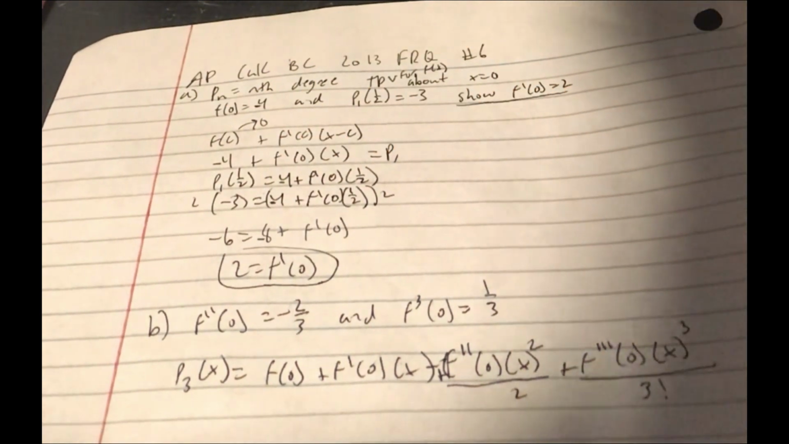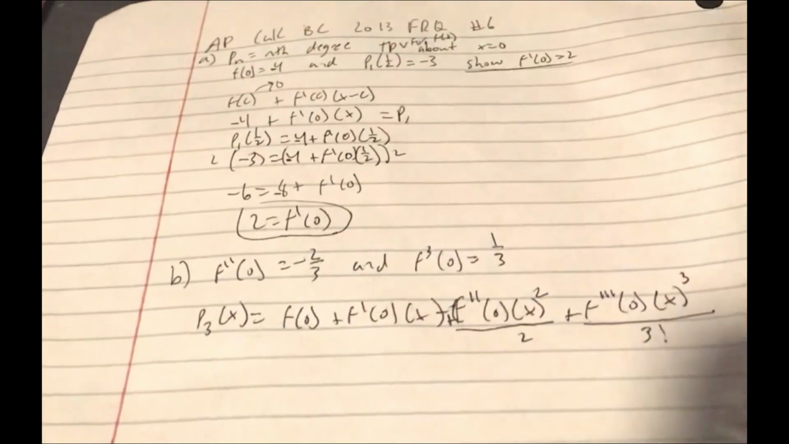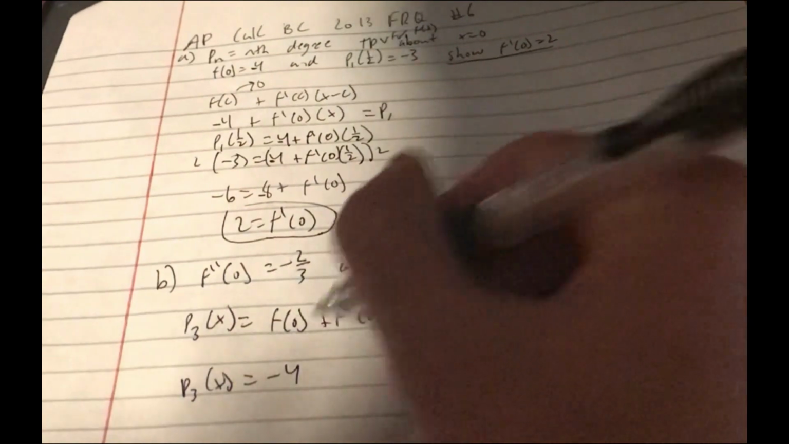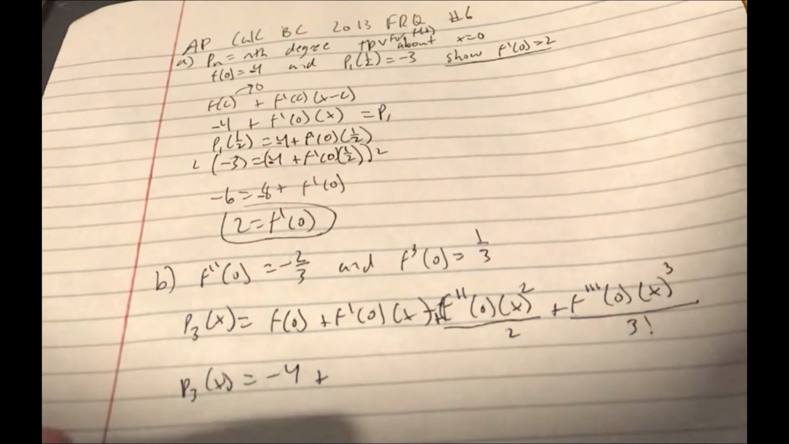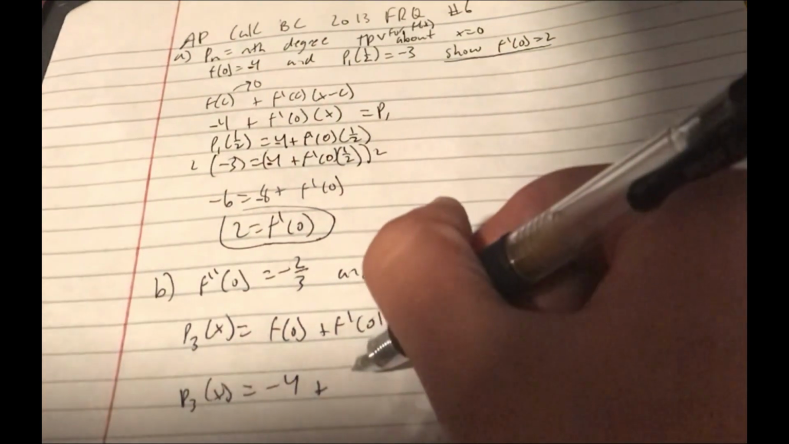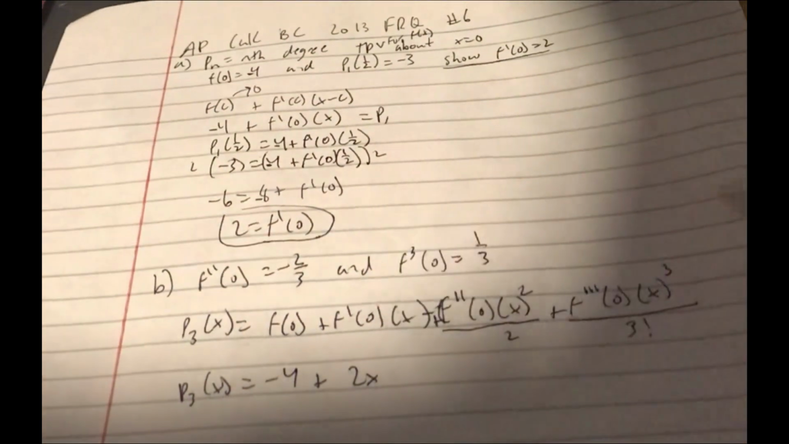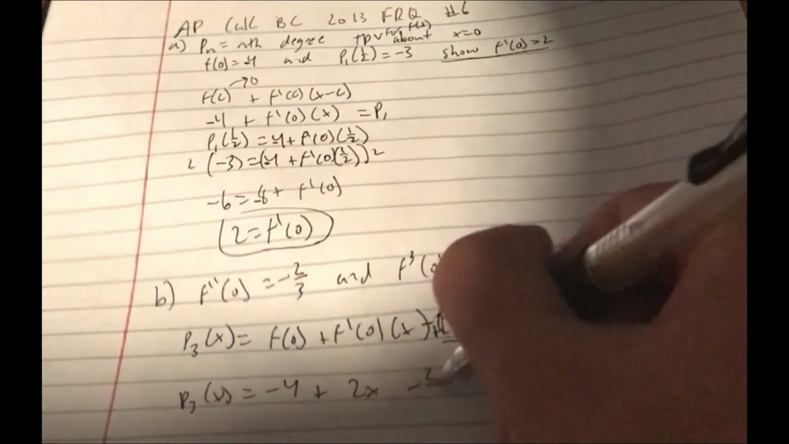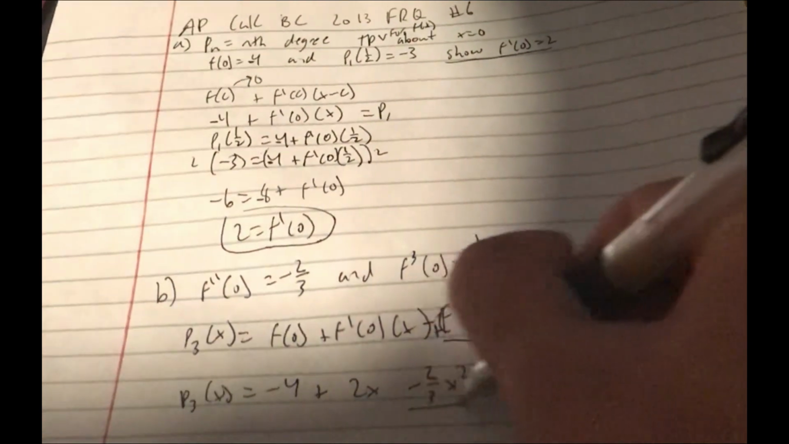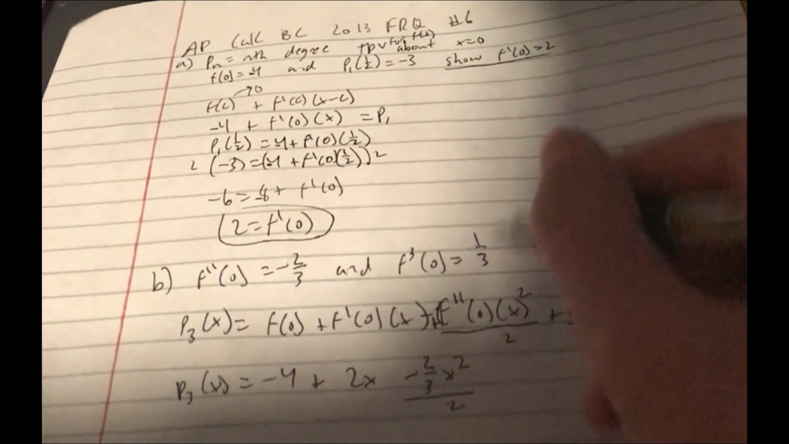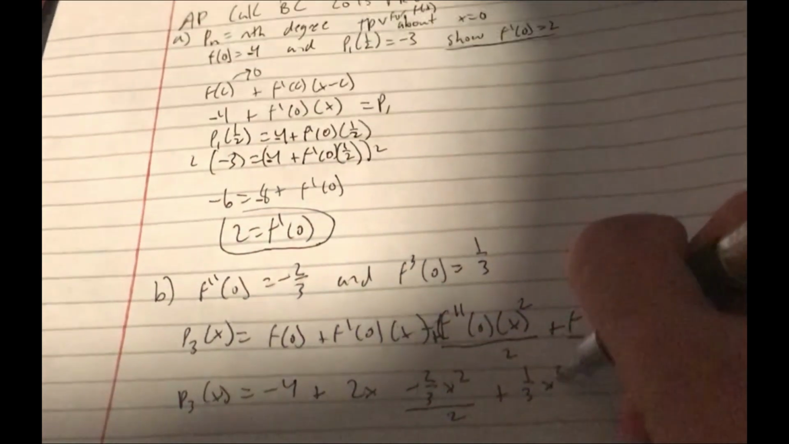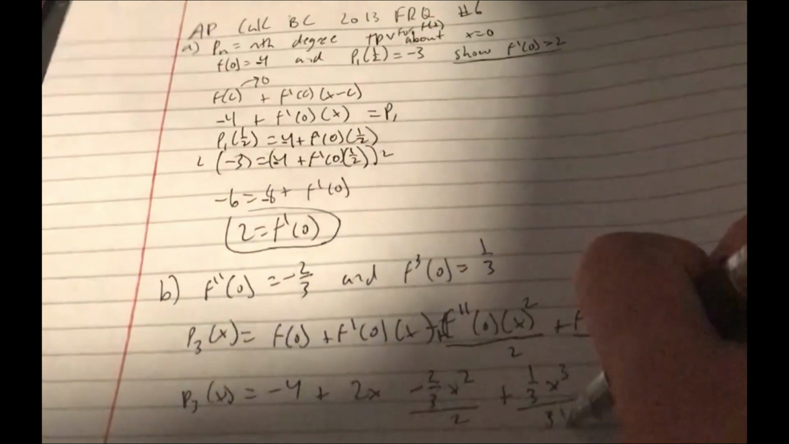So, we already know a lot of this information. So P sub 3 of x is equal to -4 plus f prime of 0. We already learned that was 2 from the first part, so it's 2x. It gives us that f double prime is -2/3, so we have -2/3 x squared over 2, and then f triple prime is plus 1/3 x cubed over 3 factorial.